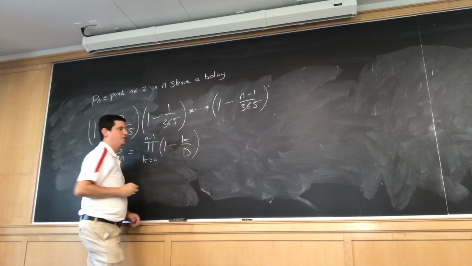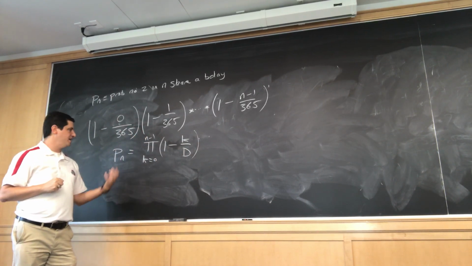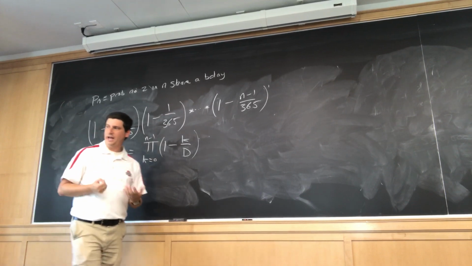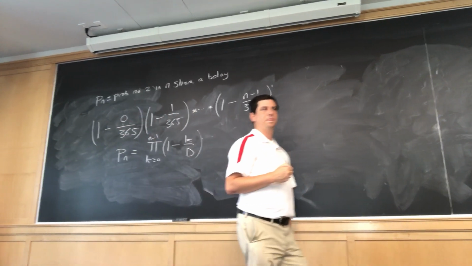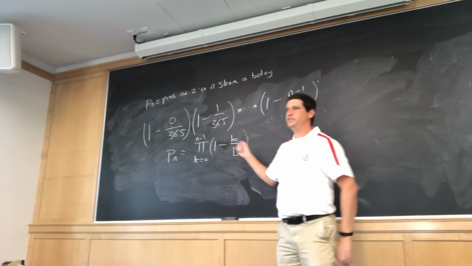Doesn't really matter. So if we have d days in a year, this is the probability that if we have exactly n people, we do not have 2 people sharing a birthday. And we want this to equal a half. So we want to solve for n such that this equals a half.